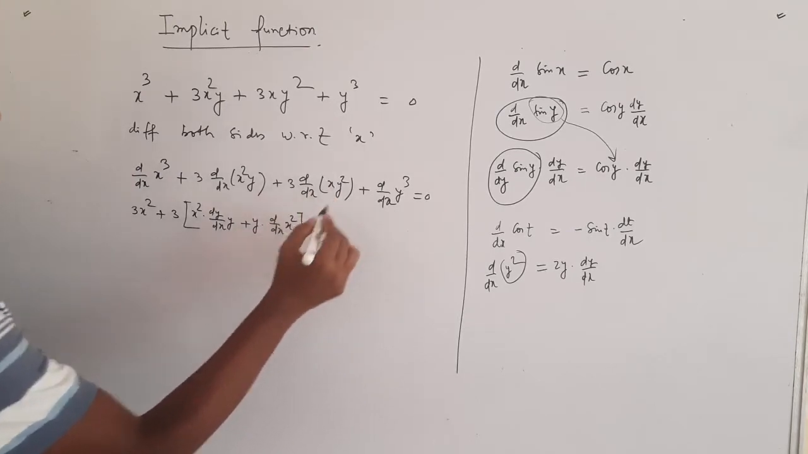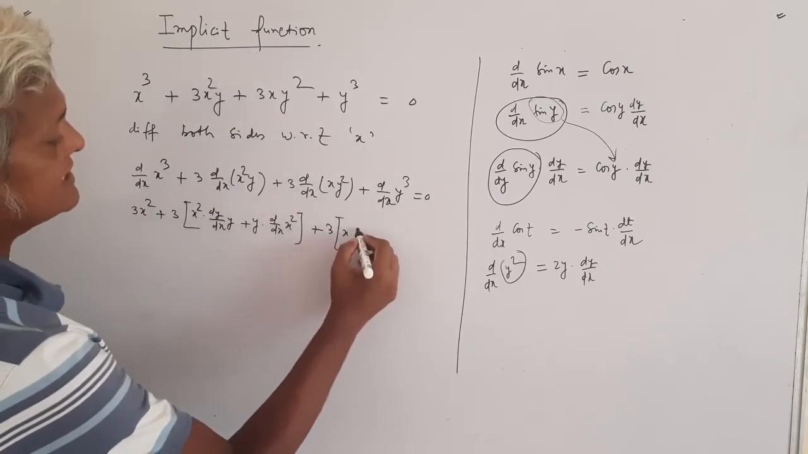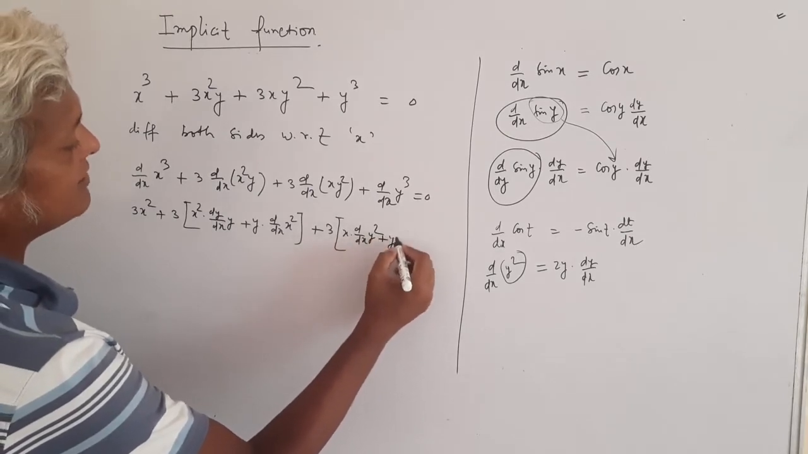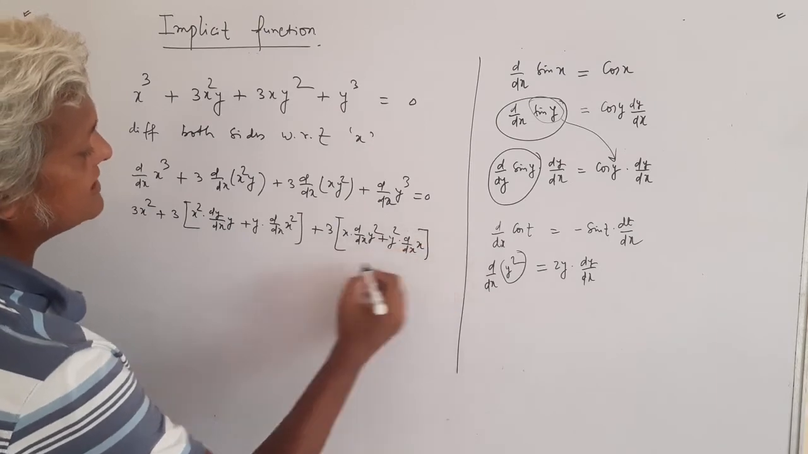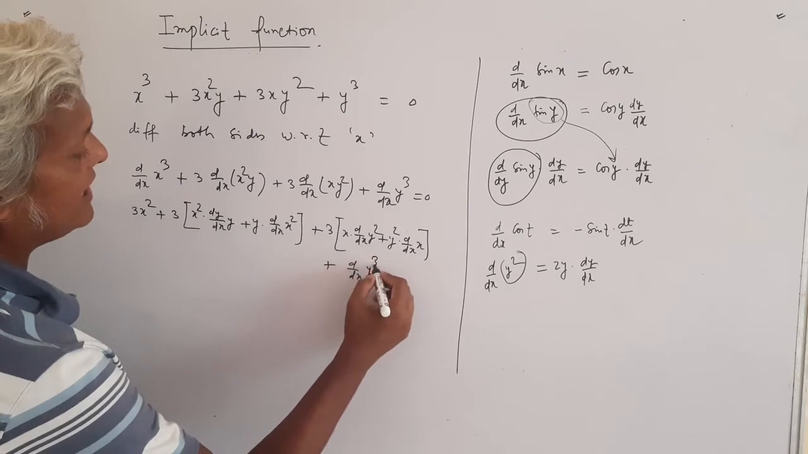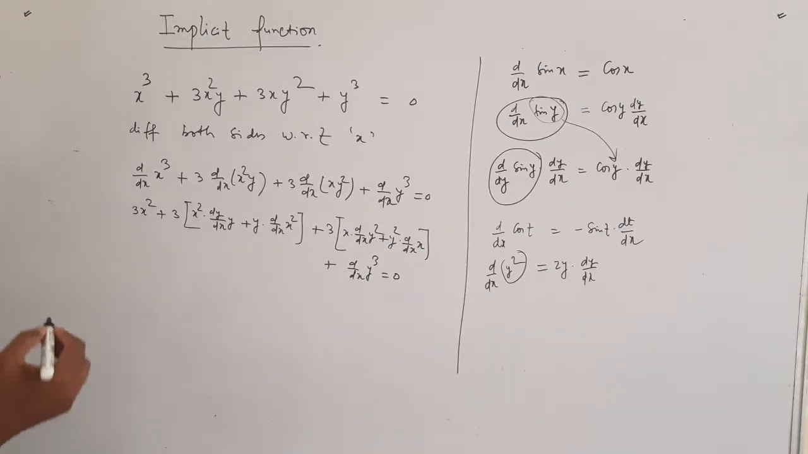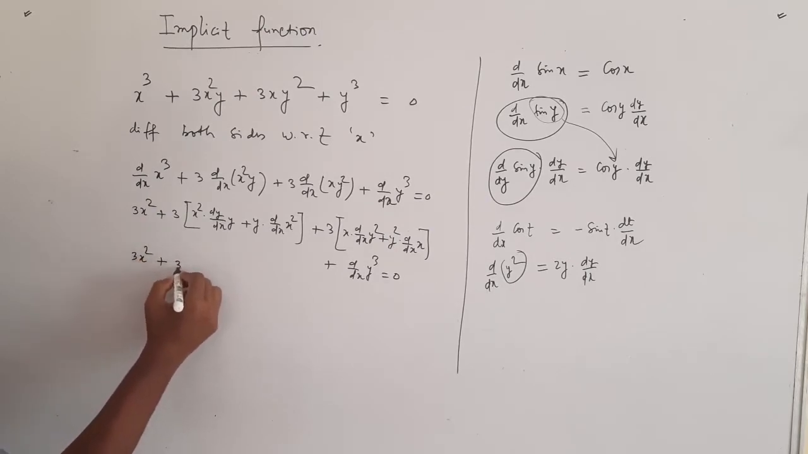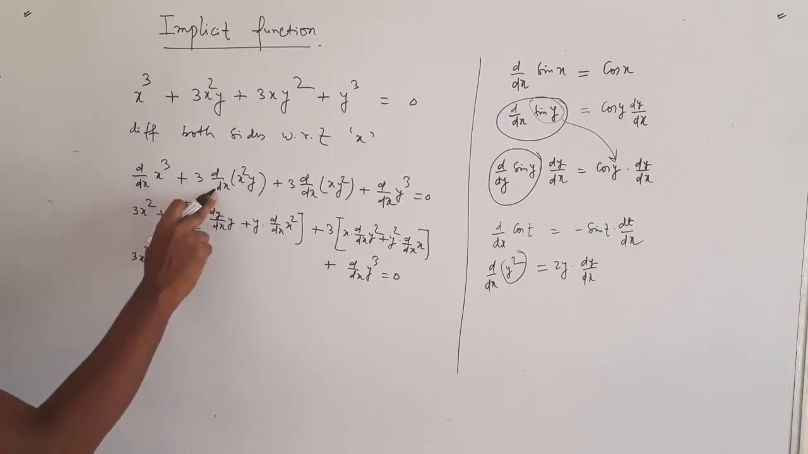Again this is also the same chain rule. So we write, just keep x constant, then d by dx of y square, plus then write y square and d by dx of x, plus d by dx of y cube, this one, and then it is 0. Now I just write directly. So this is 3x square plus 3x square. Now this is d by dx of y.